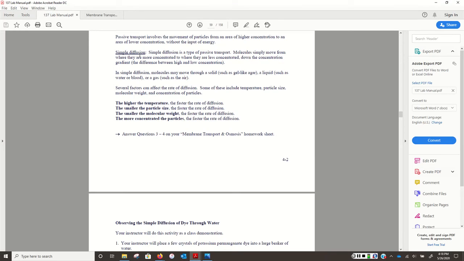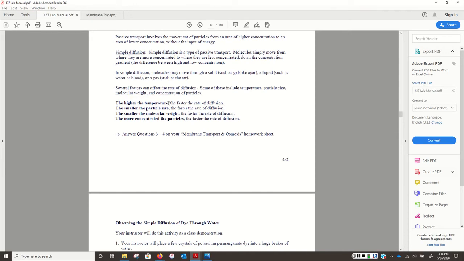So, the closer packed they are, the higher concentration they are, the more they're bumping into their neighbors, until eventually they're so spread out, they very rarely bump into their neighbors. And that's the underlying foundation for simple diffusion. Now, simple diffusion occurs without the use of energy. But there are some things that actually can make it happen faster or slower, and that's what's down here.